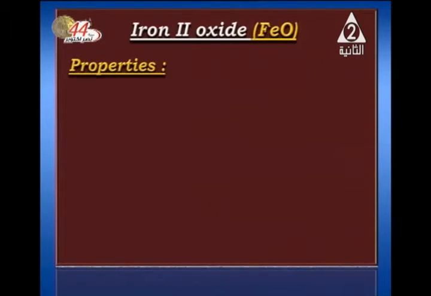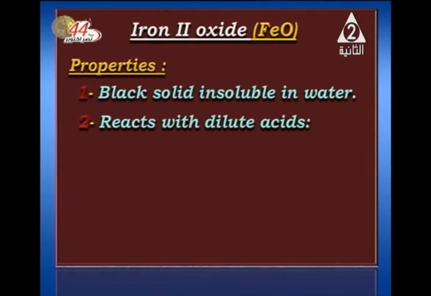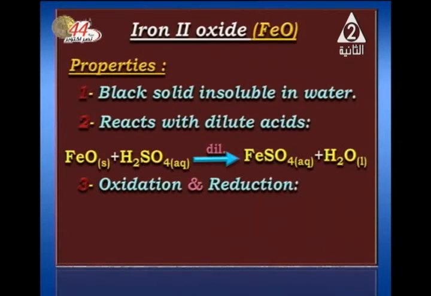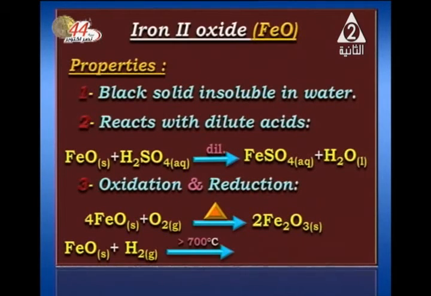What are the properties of iron 2 oxide? It is black, solid, insoluble in water, and reacts with dilute acids. As the equation proceeds, iron 2 oxide with dilute sulfuric acid gives iron 2 sulfate and water. Here, the oxidation and reduction. When iron 2 oxide is oxidized by oxygen of air, it gives iron 3 oxide, while its reduction by hydrogen or carbon monoxide above 700 degrees Celsius gives iron, releasing water vapor.